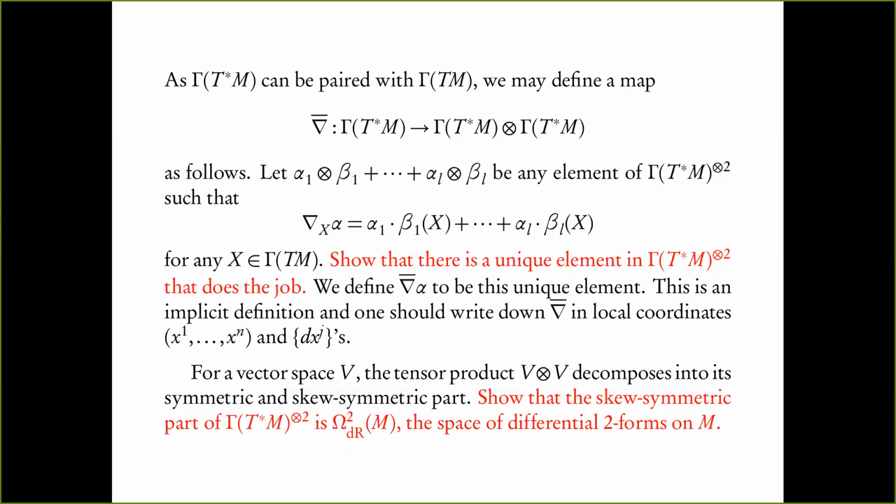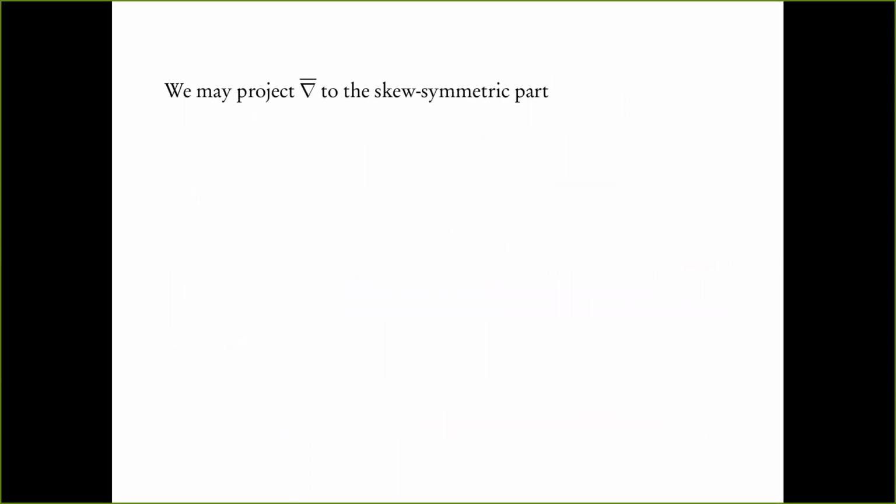All right. So we're going to write things down in local coordinates. So let's see what's happening. This is what I just said. You can project this nabla bar to the skew symmetric part. So what do you get? The sections of T star M are 1 forms, as we just discussed. And when you project V tensor V to the skew symmetric part, in this context, you get 2 forms. So you're getting a map from 1 forms to 2 forms. At this point, you might ask yourself: do we know of any such map which takes 1 forms to 2 forms?